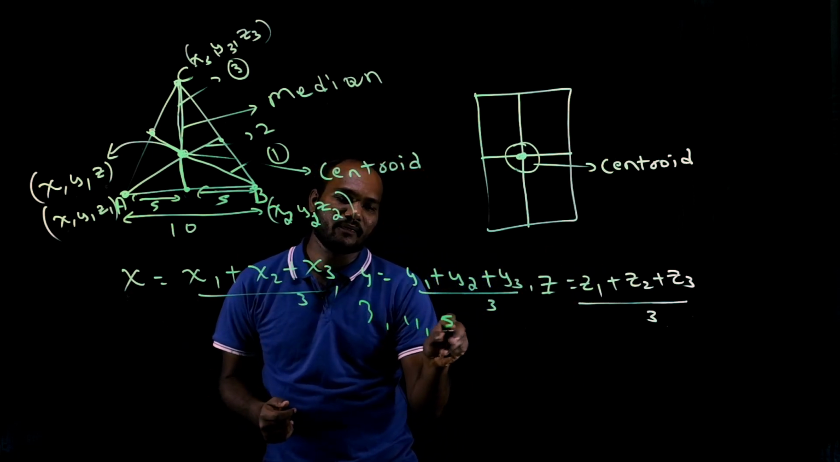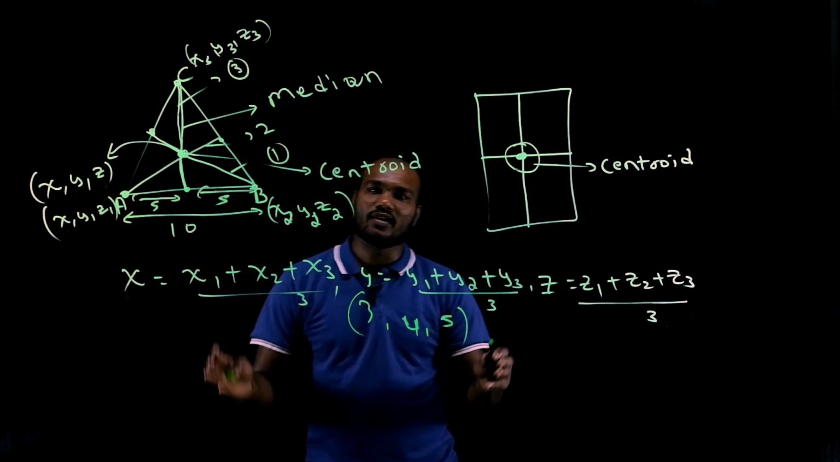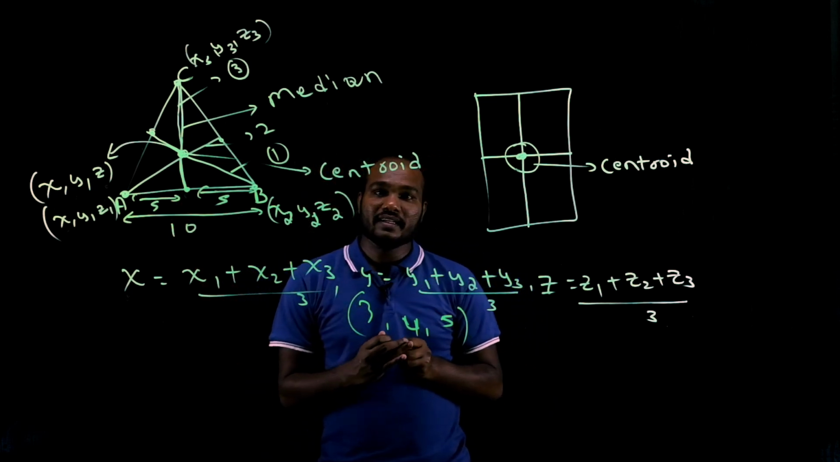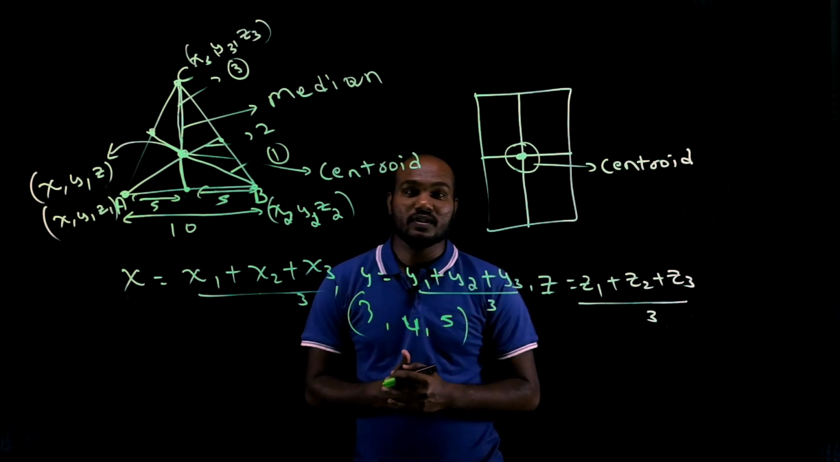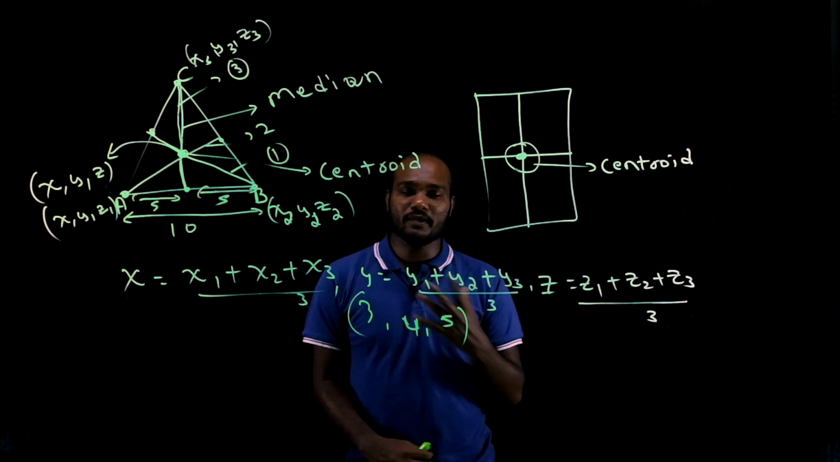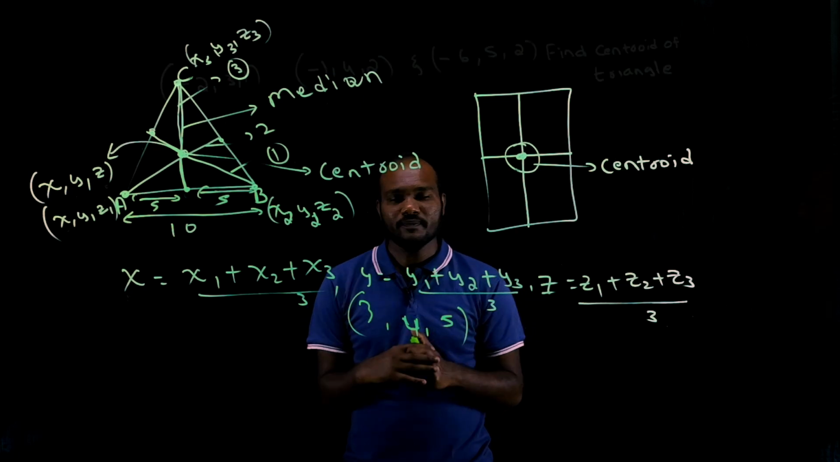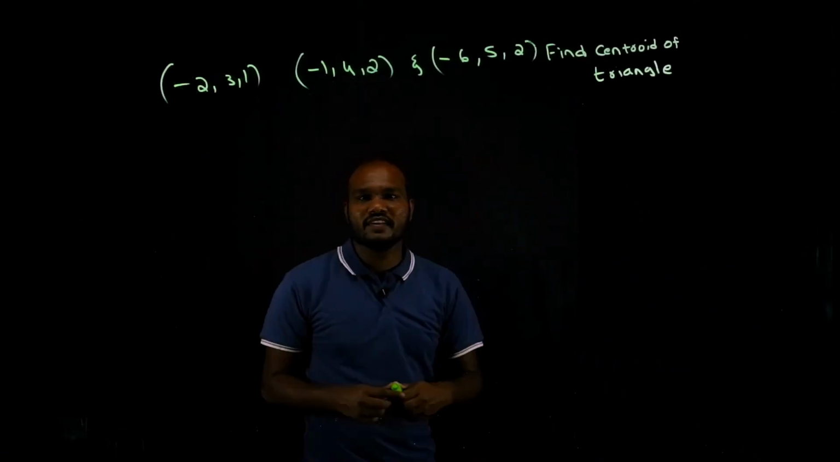3, 4, 5. This is the centroid of a triangle. Okay, in the next part of the video, we'll solve one of your examination questions, because this centroid question has appeared previously in your examination. Okay, this is one of the examination questions.